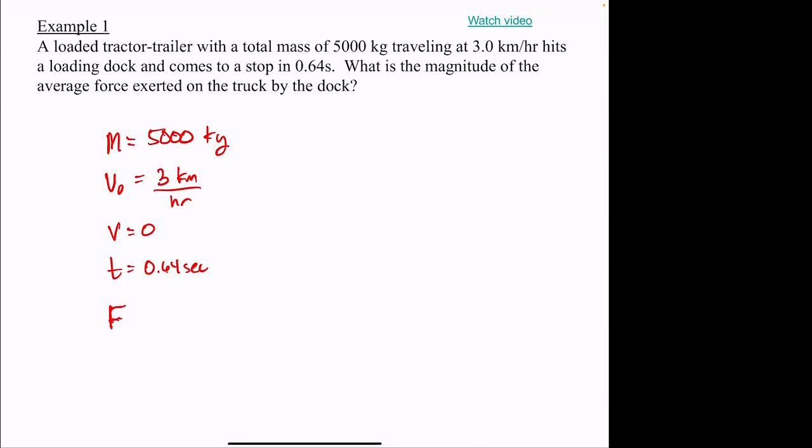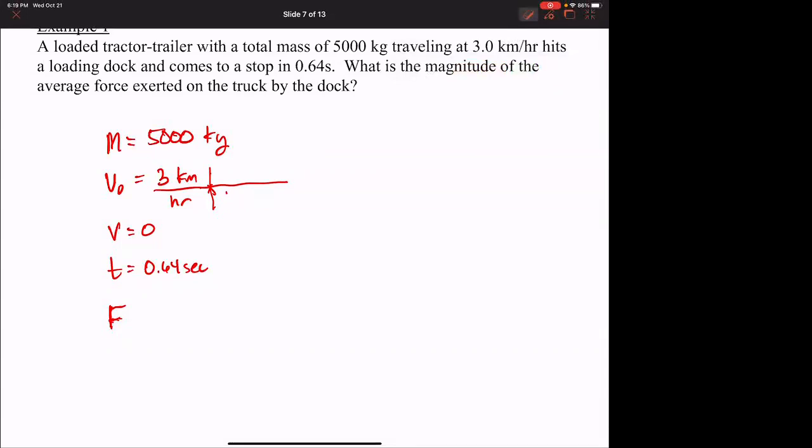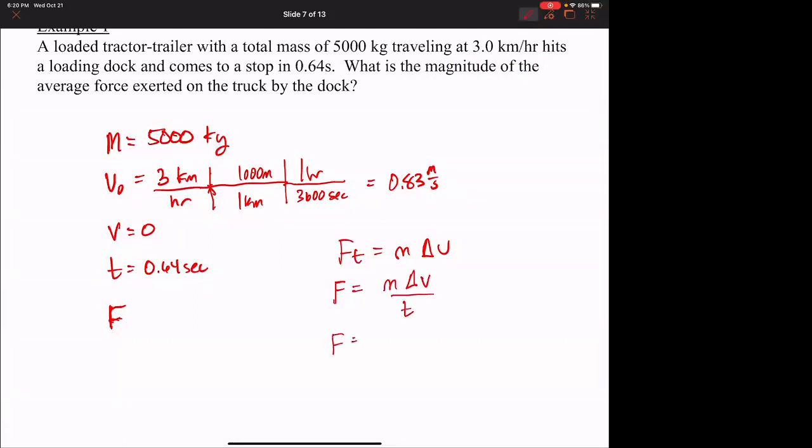So first thing we notice we have to change from kilometers per hour into meters per second. One kilometer has 1,000 meters in it, and 1 hour has 3,600 seconds. So we take 3,000 divided by 3,600, and we get 0.83 meters per second. Our goal is to find the force, FT equals M delta V, that's our formula. F equals M delta V over T. F equals 5,000 times 0 minus 0.83 over 0.64.